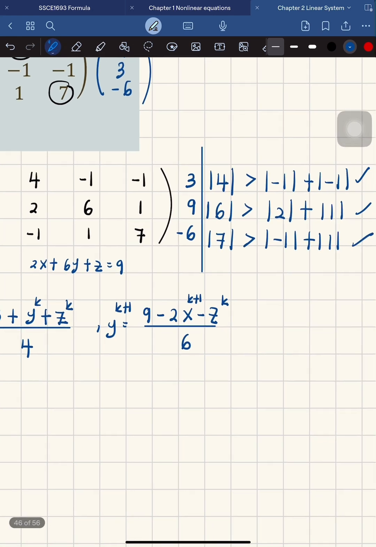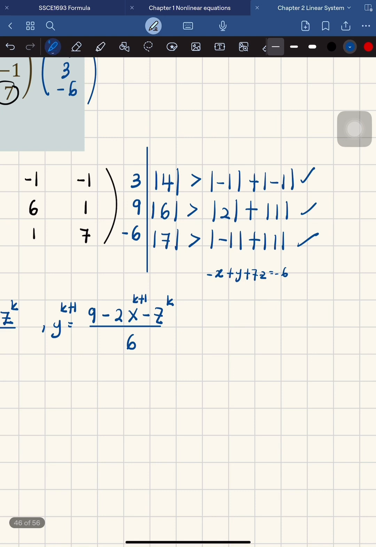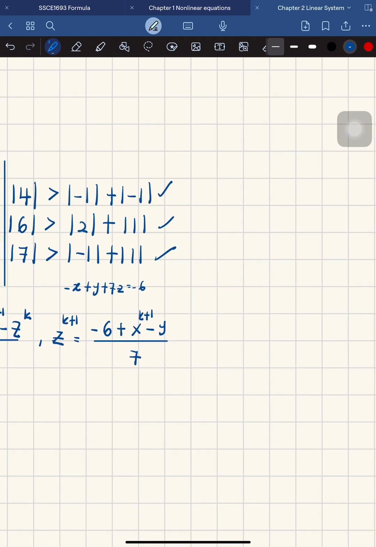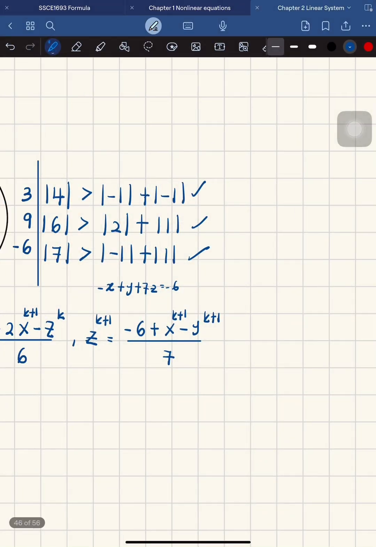From the third equation, we have negative x plus y plus 7z equal to negative 6. So z equals negative 6 plus x minus y over 7. We already have the value for x and y, so we take the new values.